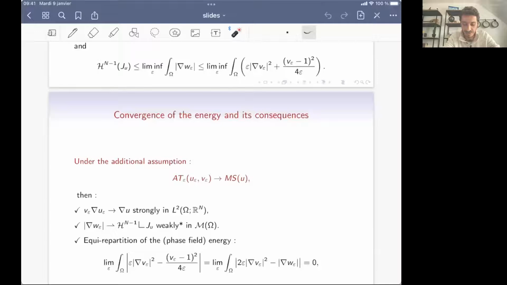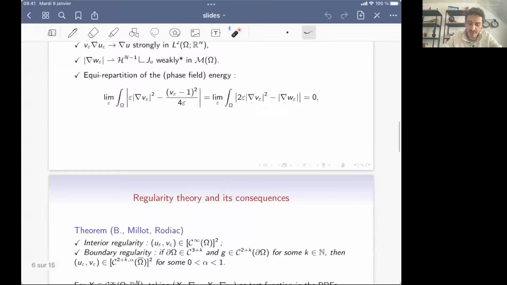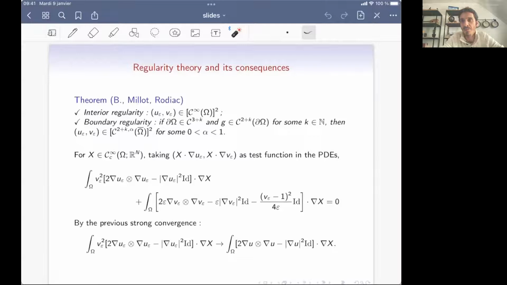Okay, so this is what we get, and this is not difficult to obtain. I mean, once we make this assumption, of course, it is not very difficult to obtain. So then we can proceed, but in order to proceed, we need higher regularity on the solutions of the system of PDE that satisfy critical points. And this is a theorem that we proved with Vincent Millot and Rémy Rodiac, and which was not easy, actually.